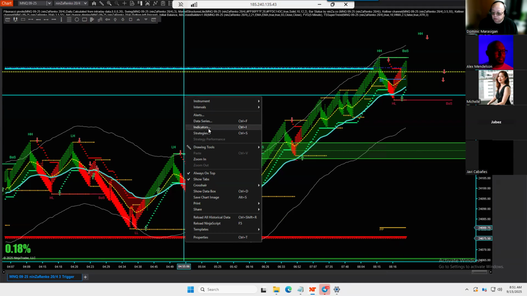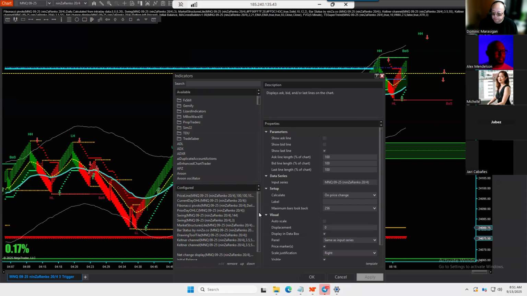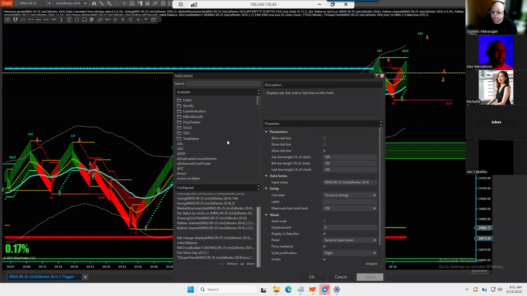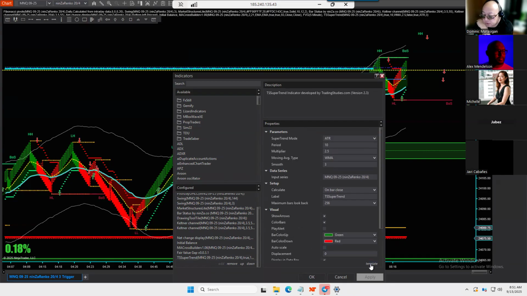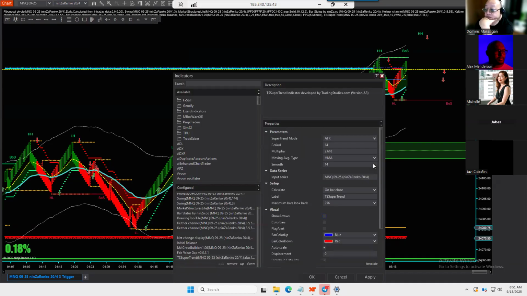Let me see here. Indicator. And sometimes I want to look here. What are the settings for the default? So this is the default settings on that.